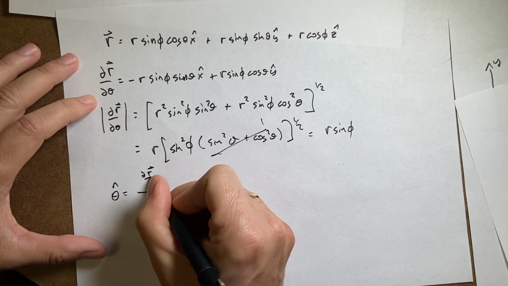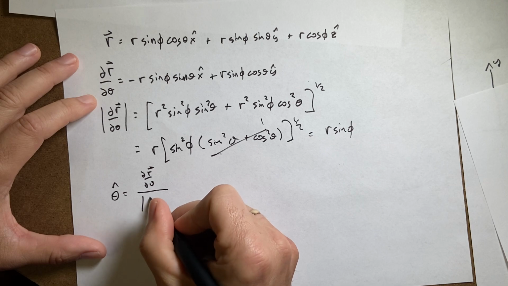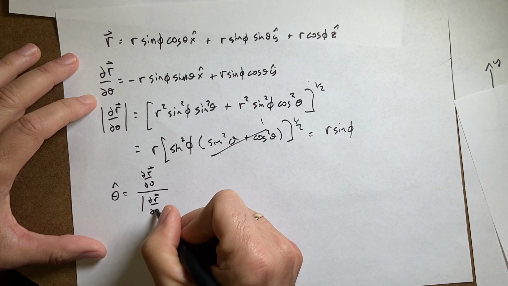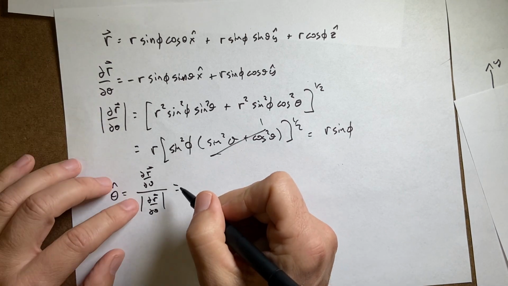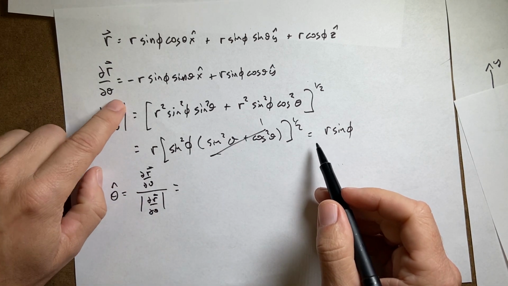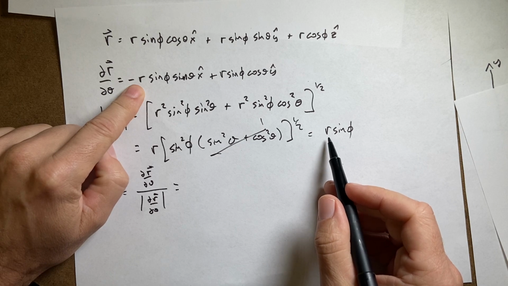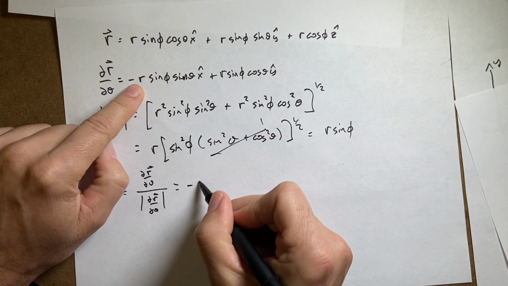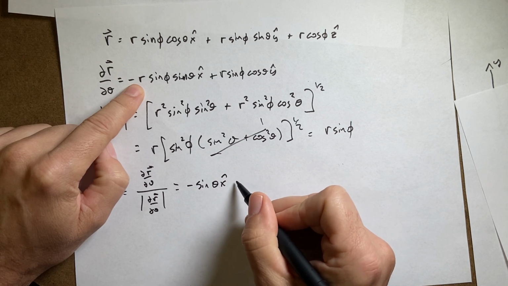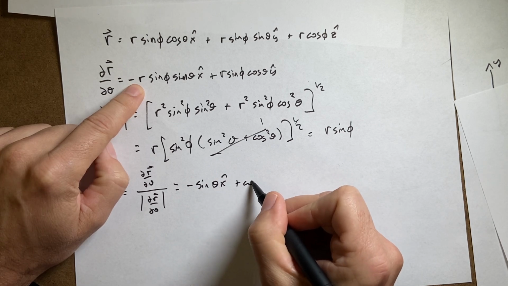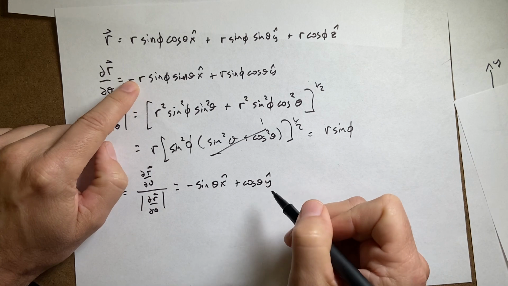So now I go back up here and I can say theta hat is equal to the partial of r with respect to theta divided by the magnitude of the partial of r with respect to theta. And if you're thinking, hey, things are getting crazy, things are getting crazy. Okay, so that means I can divide this by that, and I get negative sine theta x hat plus cosine theta y hat.